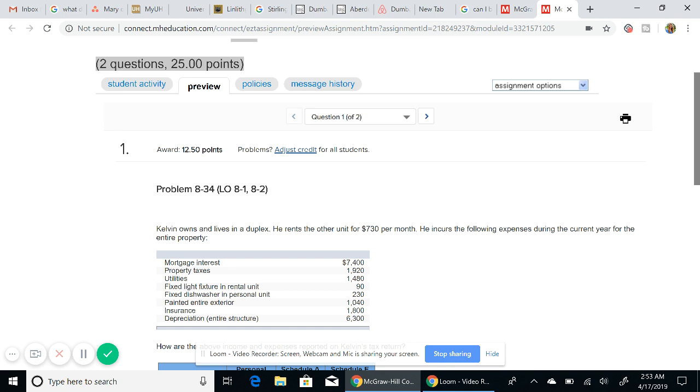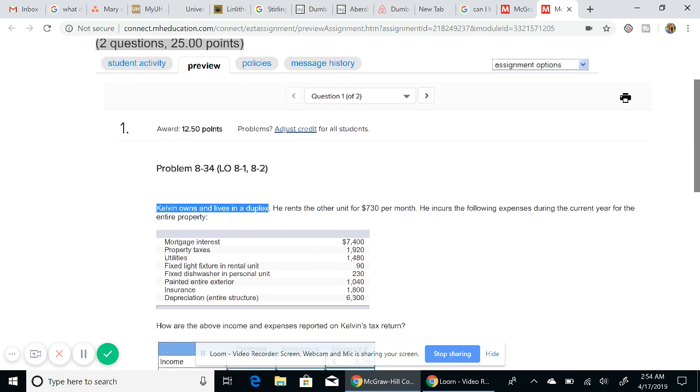Kelvin owns and lives in a duplex. He rents the other unit for $730 per month. He incurs the following expenses: mortgage interest, property taxes, utilities, fixing a light fixture in the rental unit versus fixing something in the personal unit, painting the entire exterior, insurance, and depreciation. One thing you have to assume here is that they don't give us square feet of the personal area and the rental, so we have to assume it's 50-50, which isn't a far reach for a duplex, although in real life I would certainly ask.